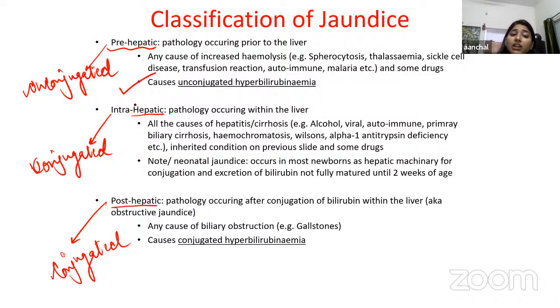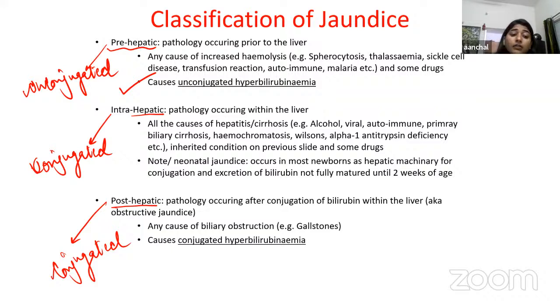Now what will happen in intrahepatic jaundice? As we know, the bilirubin gets conjugated inside the liver, so it will lead to an increase in the concentration of both conjugated as well as unconjugated bilirubin, because maybe some amount of bilirubin gets conjugated but some does not. Now what is the cause of this intrahepatic jaundice? Any kind of infection present inside the liver, or other conditions like hepatitis or cirrhosis.